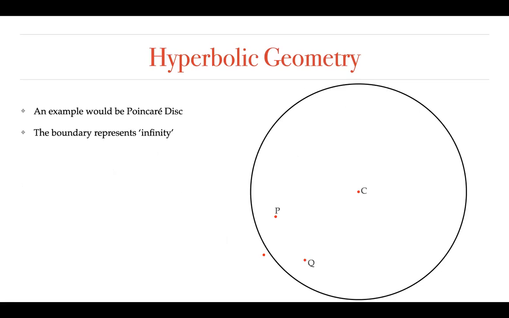In this case, this boundary represents infinity. You can see infinity here. This is the center of the circle, and the boundary represents infinity. The objective is to find a line that goes through P and Q. Now we will show the construction of drawing a line that passes through P and Q, because as we said before, this is the most basic requirement of a geometry: if you are given 2 points, you must have a way of drawing a line through them.